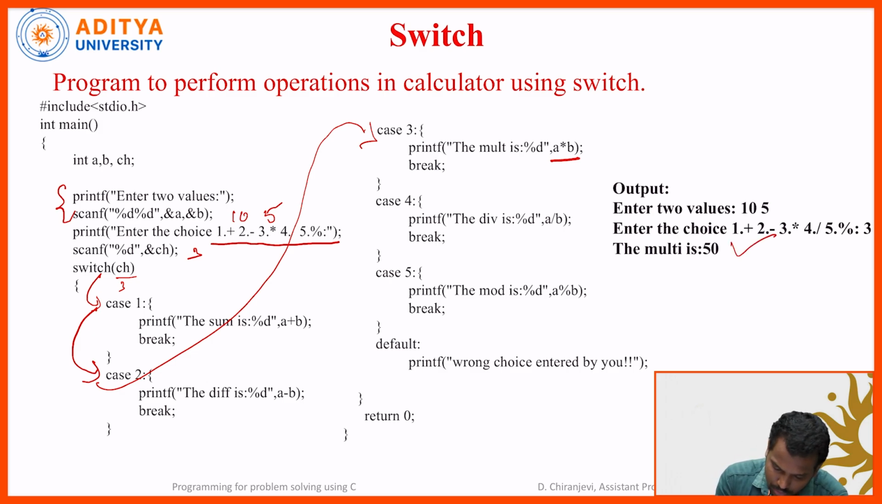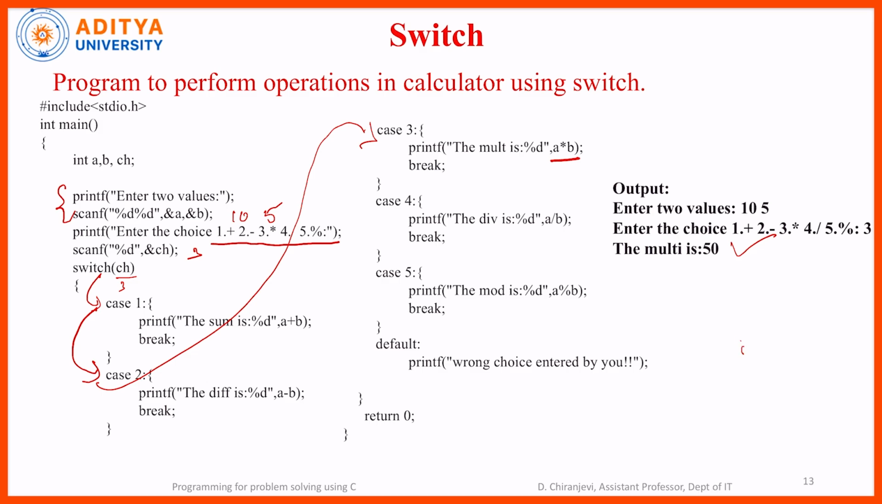In the same manner, let us say the input value the user gave is 6. 6 is not there. So if the user gave 6, then it will check case 1, case 2, case 3, case 4, case 5, then nowhere it matched, so control will be transferred to default, and it will say wrong choice entered by you. So this is the statement it will print.